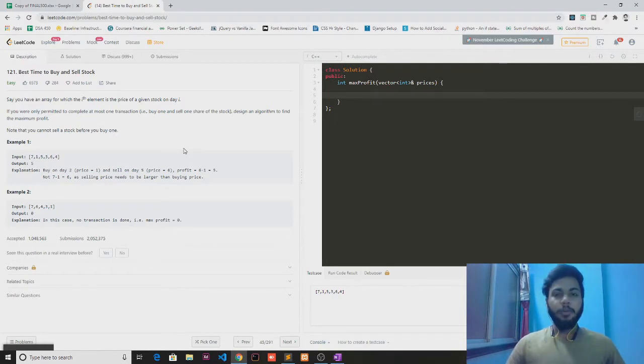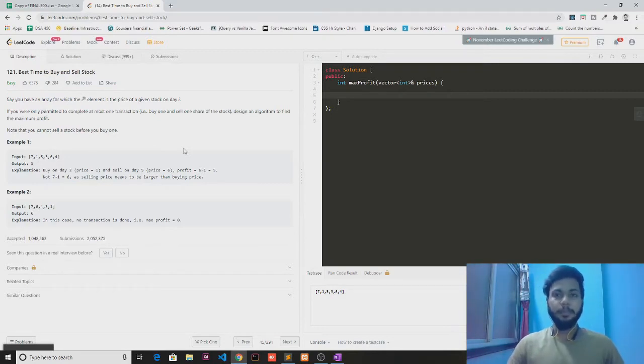So guys, here I have opened the question. Let's read the question first. Say you have an array for which the ith element is the price of a given stock on day i. If you were only permitted to complete at most one transaction, that is buy one and sell one share of the stock, design an algorithm to find the maximum profit. Note that you cannot sell a stock before you buy one.